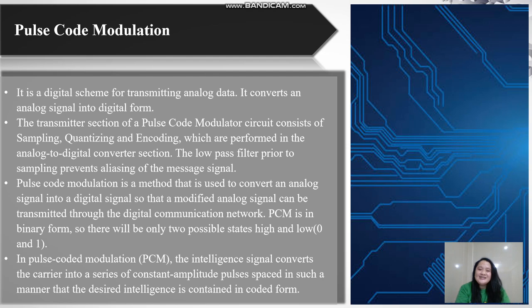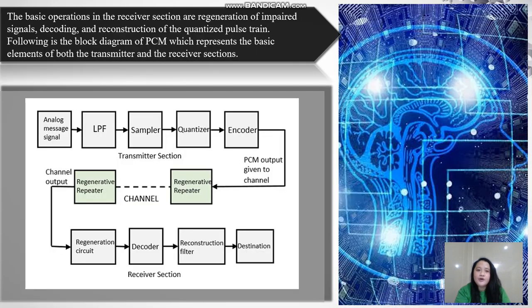Pulse code modulation is a method that is used to convert an analog signal into a digital signal so that a modified analog signal can be transmitted through the digital communication network. PCM is in binary form, so there will be only two possible states, the high and the low, which is 0 and 1. In pulse code modulation, the intelligence signal converts the carrier into a series of constant amplitude pulses spaced in such a manner that the desired intelligence is contained in coded form.